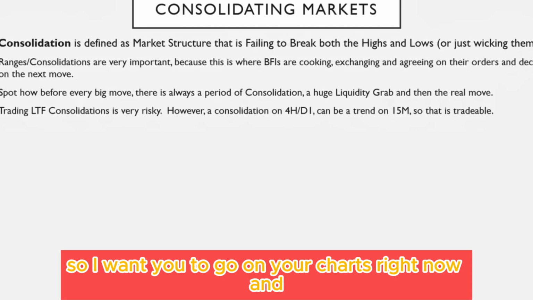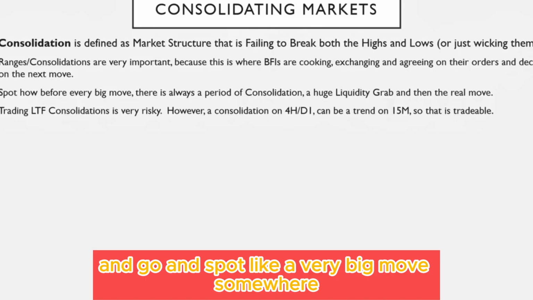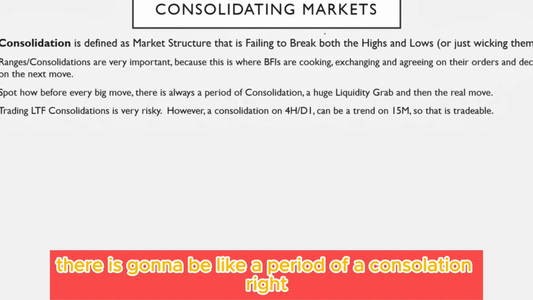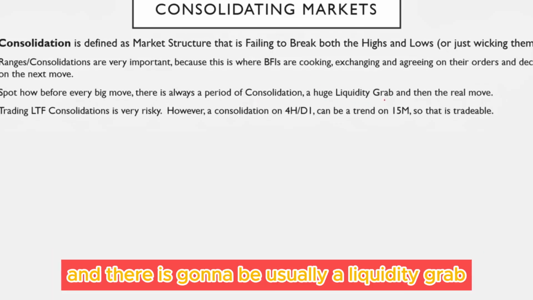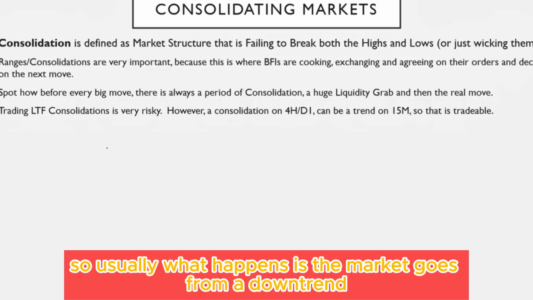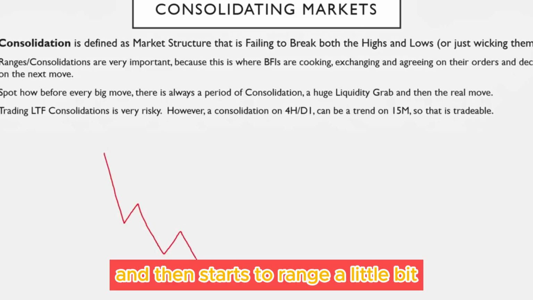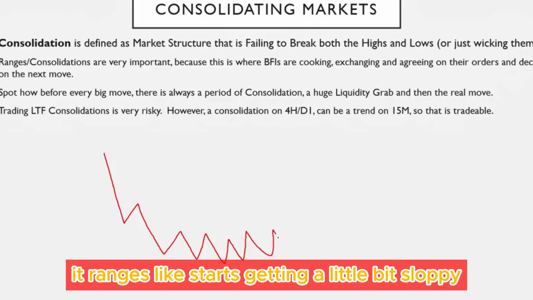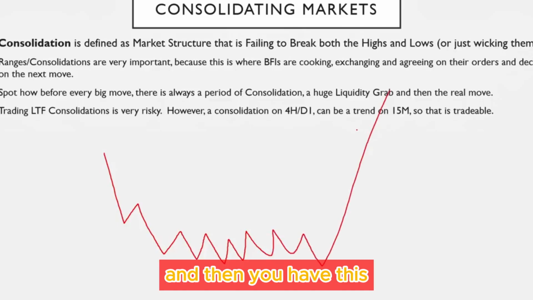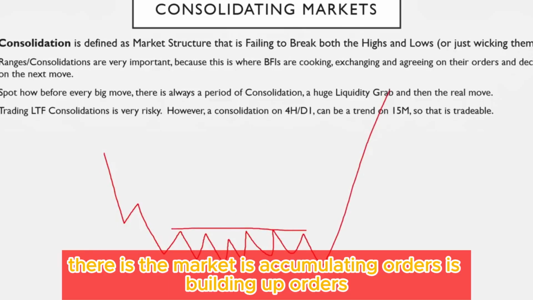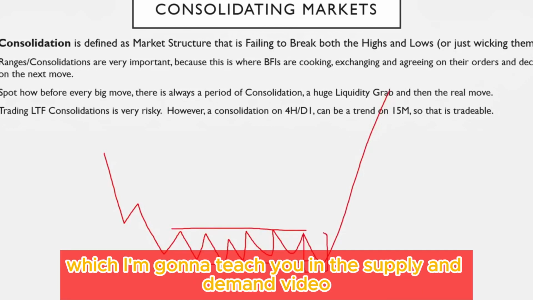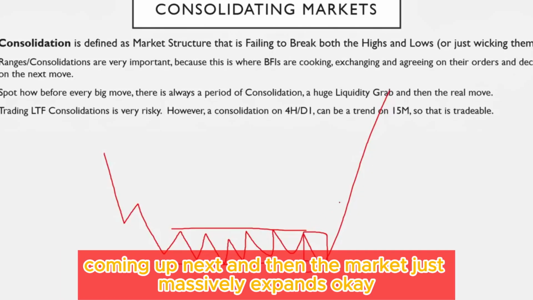So I want you to go in your charts right now and spot a very big move somewhere. And I promise you, before this big move, there is going to be a period of consolidation, right? And there is usually going to be a liquidity grab. So usually what happens is the market goes from a downtrend and then starts to range a little bit. It starts getting a little bit sloppy, and then you have this. Okay, so what happens right there is the market is accumulating orders, building up orders, then there is usually going to be a liquidity grab, which I'm going to teach you in the supply and demand video coming up next, and then the market just massively expands.